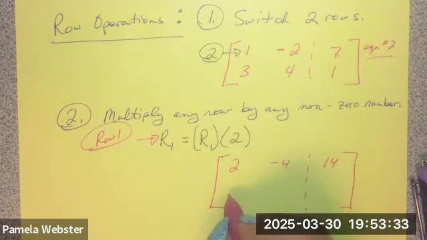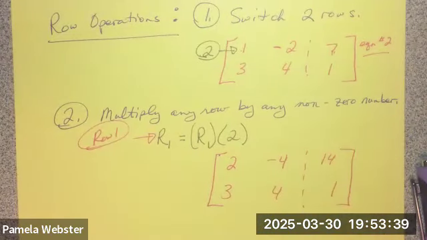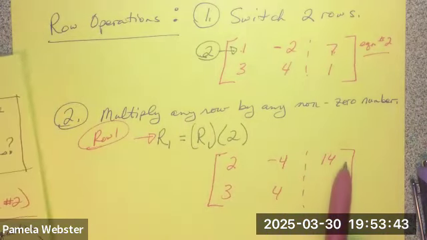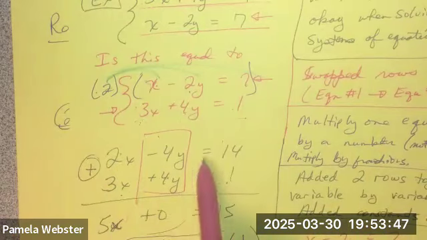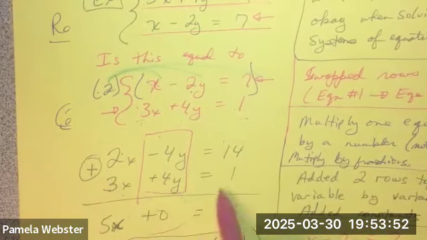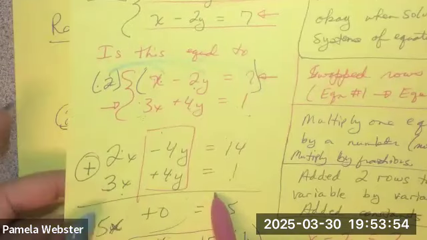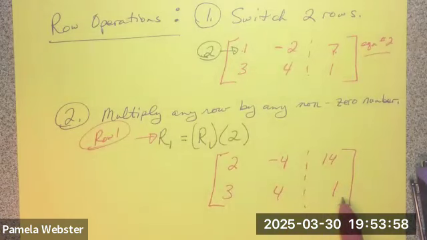Did I multiply the bottom row by something? No. 3, 4, 1. I just rewrite it. It's just along for the ride. And look here, I've got 2, -4, 14, and the bottom row stayed the same, right? 3x plus 4y equals 1. That's going to be represented here by 3, 4, and 1.